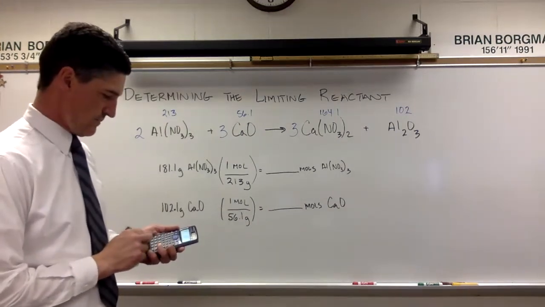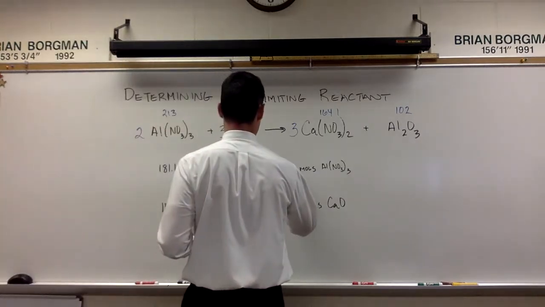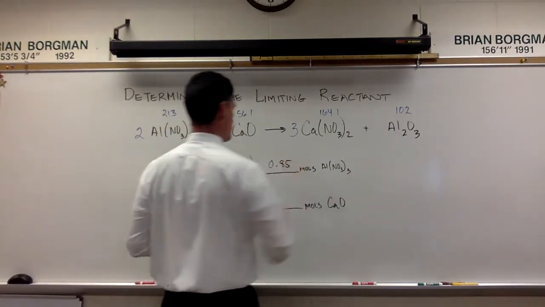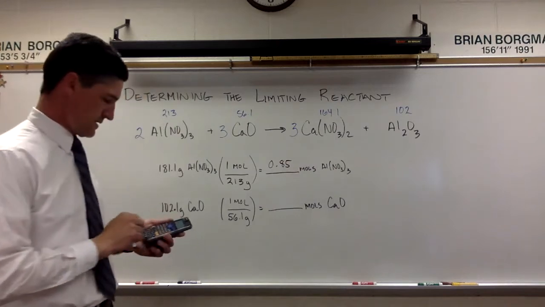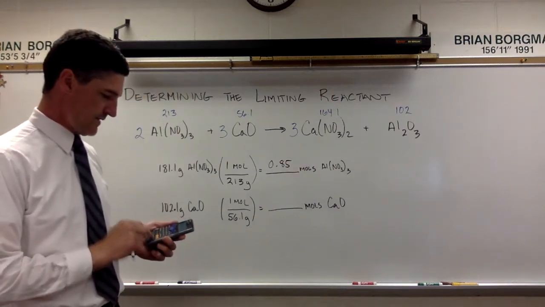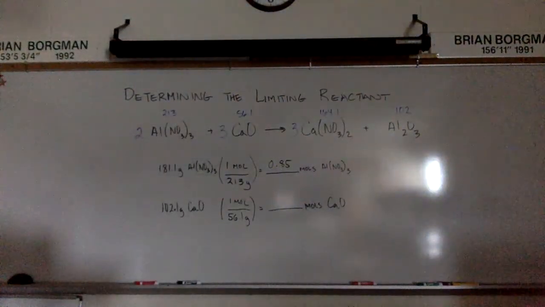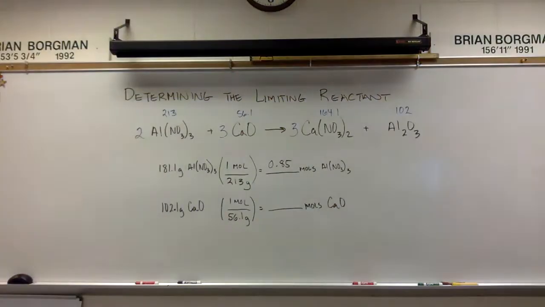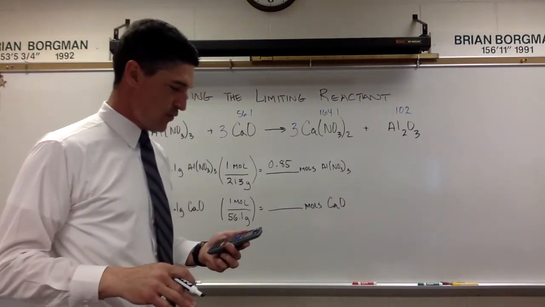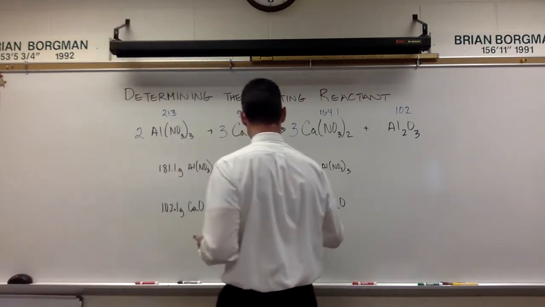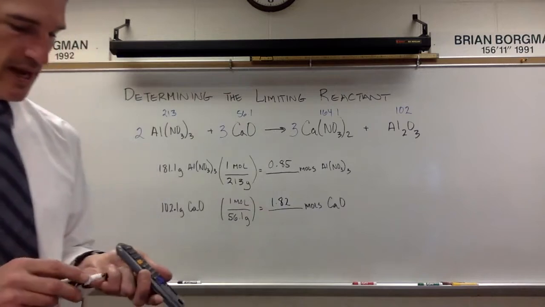So 181.1 divided by 213 is 0.85. 0.85 moles. That's how much we actually have. And of the calcium oxide, 102.1 divided by 56.1. Oh, great. Really, I'm not moving around enough in here. Lighting bill. There you go. 1.82. So 1.82 moles. That's how much of each of them I have.